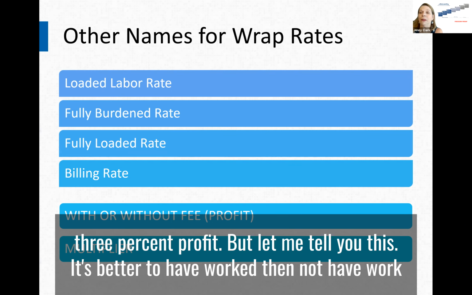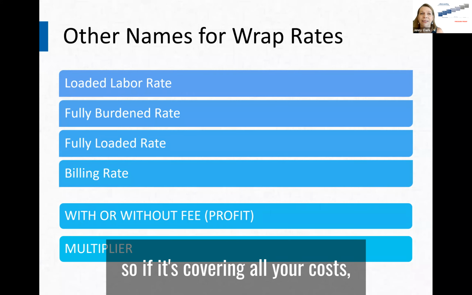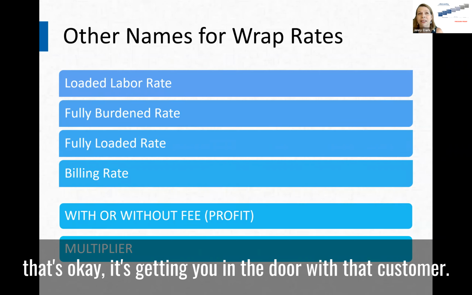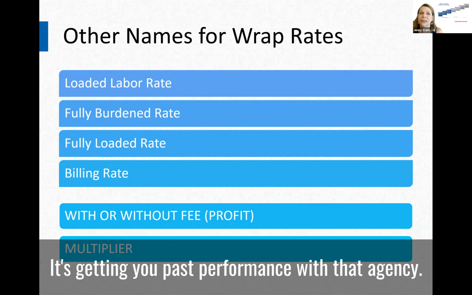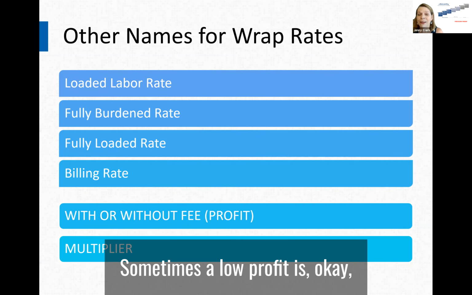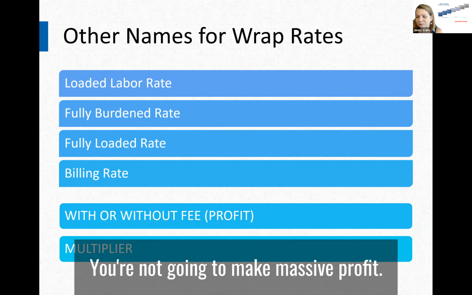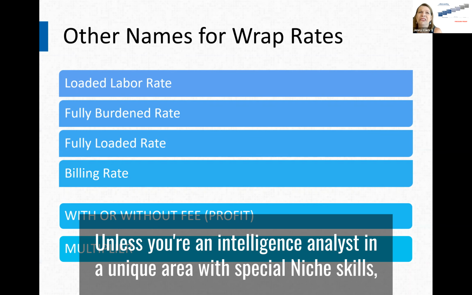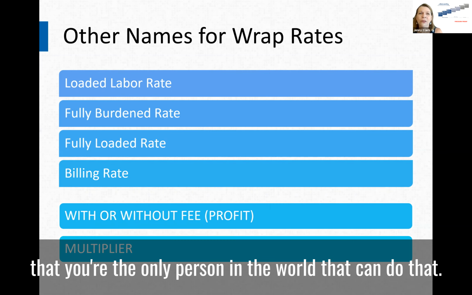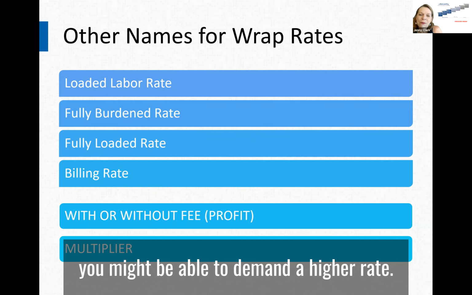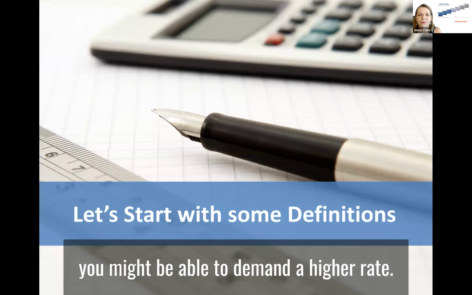And you have to decide if it's worth the effort to go after a project where you're only going to make 3% profit. But let me tell you this, it's better to have work than not have work. So if it's covering all your costs, that's okay. It's getting you in the door with that customer. It's getting you past performance with that agency. Sometimes a low profit is okay. But in government contracting, you're going to make 3 to 10% profit. You're not going to make massive profit unless you're an intelligence analyst in a unique area with special niche skills that you're the only person in the world that can do. You're going to have less competition at that level. You might be able to demand a higher rate.